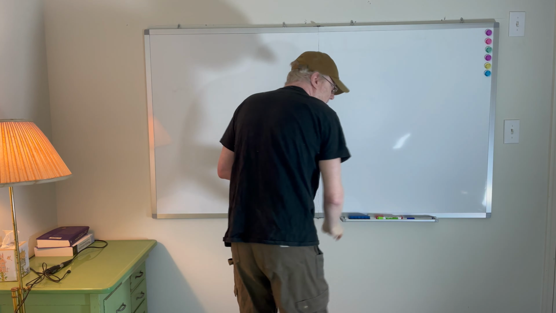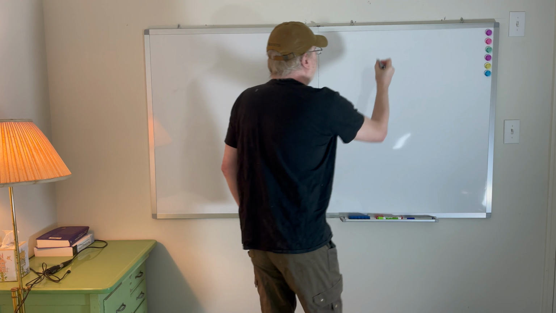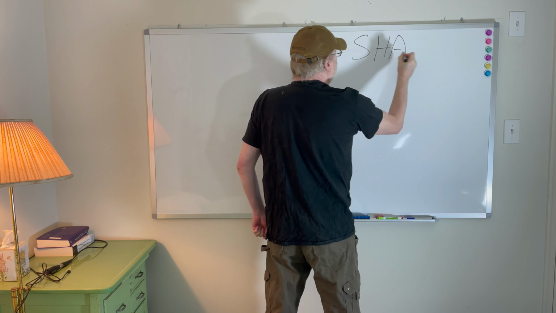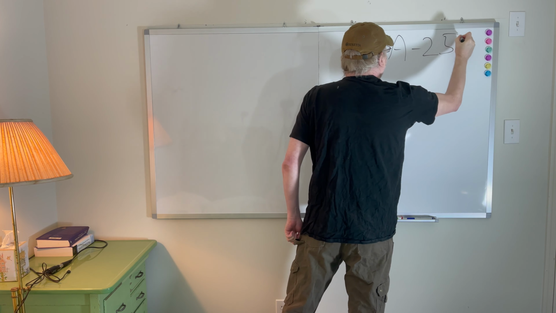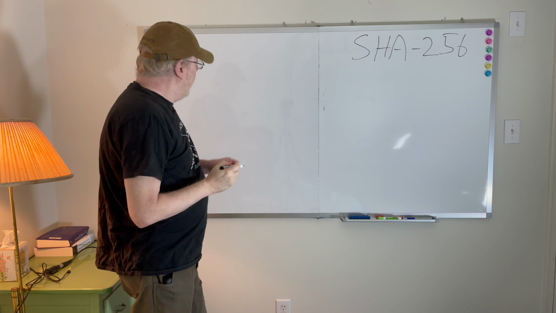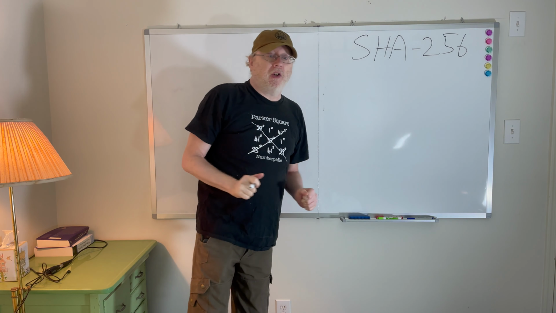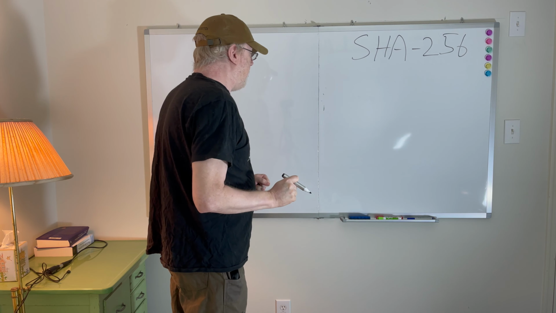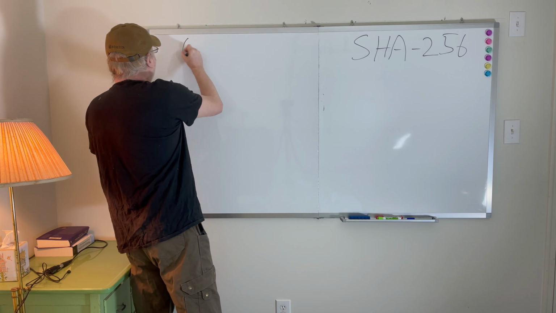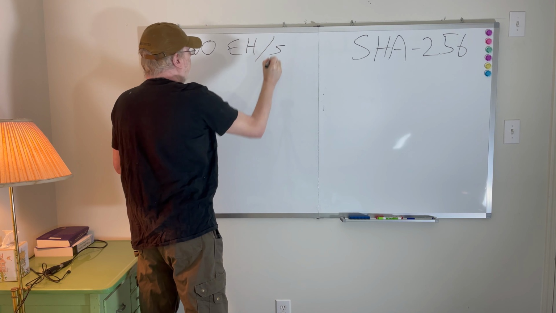It's called Secure Hash Algorithm 256-bit. Now, it's the proof of work algorithm used by Bitcoin, but don't worry, I'm not going to try and sell you any Bitcoin. The current hash rate of the network is estimated to be about 600 exahashes per second.